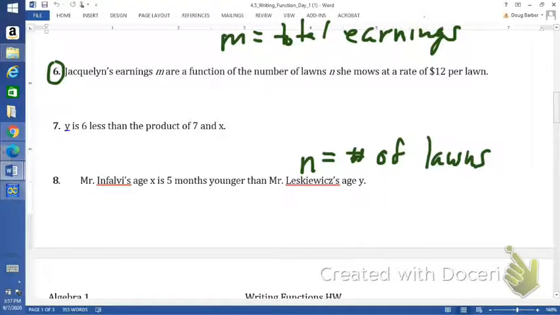Okay. So what depends on what? That's what you want to ask yourself. Does the number of lawns depend on her total earnings, or does Jacqueline's total earnings depend on the number of lawns she cut? Well, Jacqueline's total earnings depend on the number of lawns she cuts. So total earnings is your dependent variable, number of lawns is your independent variable.